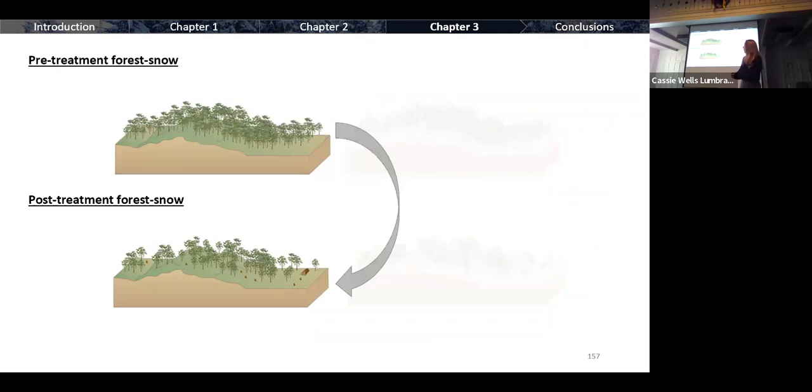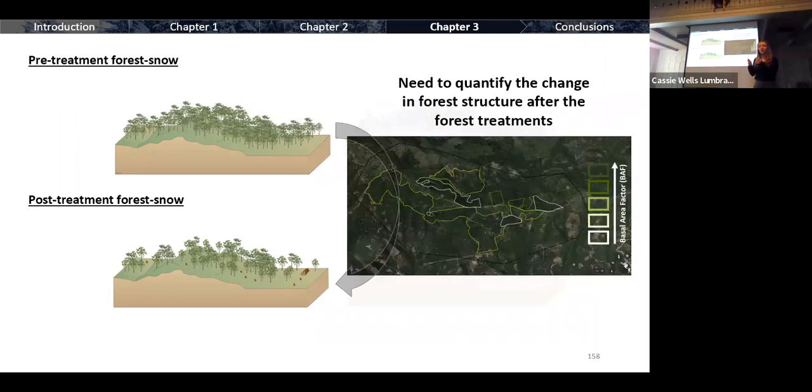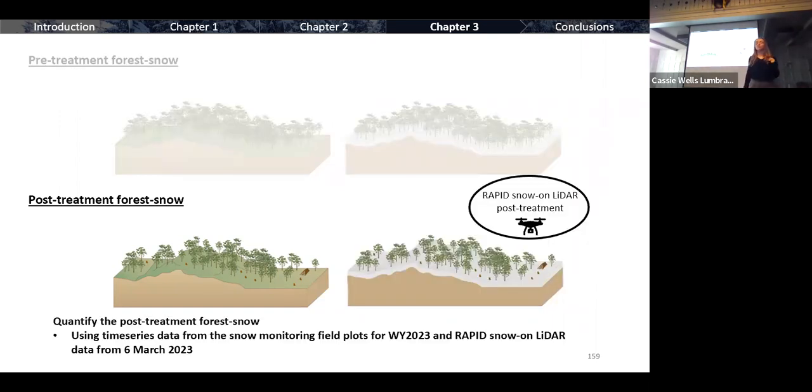But what we really needed to know was how our forest treatments actually change the forest structure. We have these estimates of our forest structure with the basal area factor, but it really wasn't quite enough for us to be able to scientifically evaluate the impact of forest structure on snow. So very fortunate, again, as I've been throughout my PhD, to be able to collaborate with the Rapid team here at UW to get snow-on LiDAR of our post-treatment forest structure.